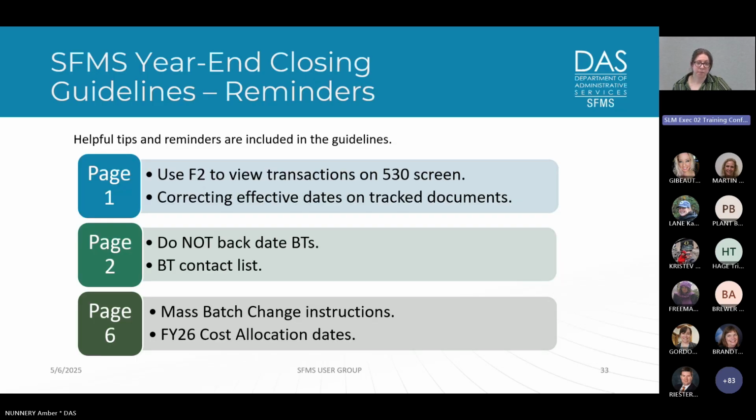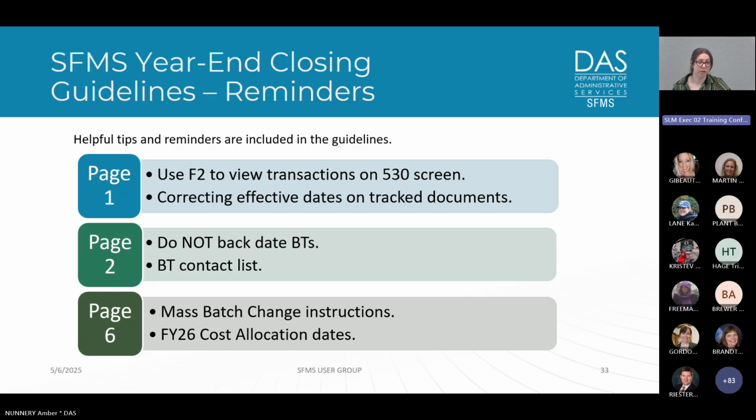There are helpful tips and reminders throughout the guidance. I already talked about the tips on page 1 about doing transactions and how to correct effective dates if it's a batch edit mode 2. Page 2, information about not backdating BPs unless it meets all of those specific criteria to allow it. We do have a link to the BT contact list on that, those guidelines.